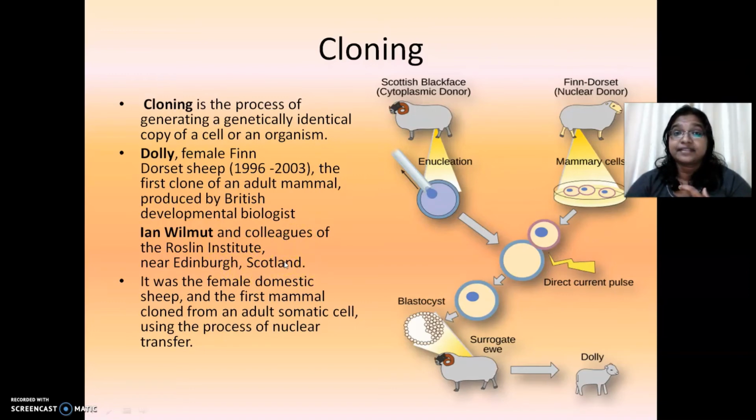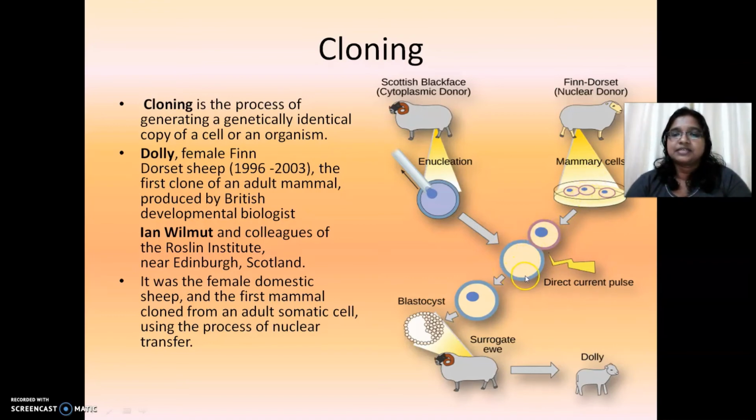You know what they have done? From the Scottish Blackface, they isolated the egg. Later on, the nucleus of the egg was removed. At the same time, from the Finn Dorset, from the mammary cells, the milk-yielding part, one of the cells was taken, and from that cell also, the nucleus was taken out. You know what they did later? The enucleated egg. Enucleated egg means the egg cell without a nucleus. And that together with the nucleus of the mammary cell.